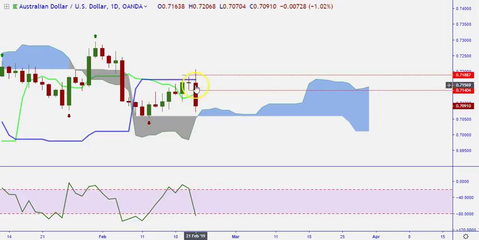Then you had a big outside candle. This is basically a bull trap. Long traders got trapped big time. They didn't know that Kijun-sen was here because they weren't using Ichimoku, right? So they didn't know there was a level here. So they got trapped on a big move.